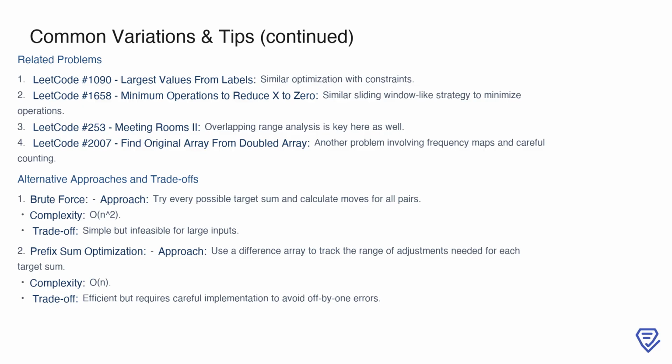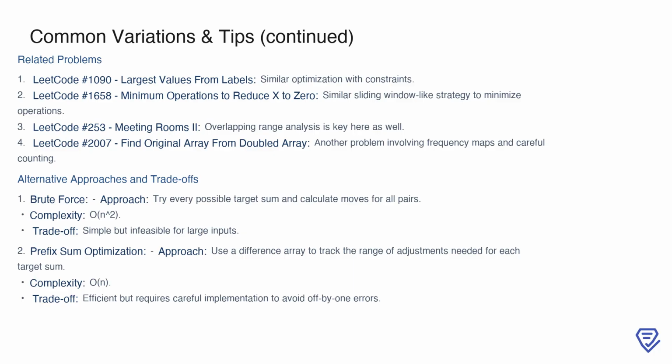For instance, problem number 1090, largest values from labels, involves optimization under constraints, much like adjusting the array to minimize moves. Problem number 1658, minimum operations to reduce x to 0, uses sliding window techniques to minimize operations, a strategy that can be adapted here. In problem number 253, meeting rooms 2, overlapping range analysis is critical, just as it is when managing valid sum ranges. Finally, problem number 2007, find original array from doubled array, also involves frequency maps and meticulous counting.